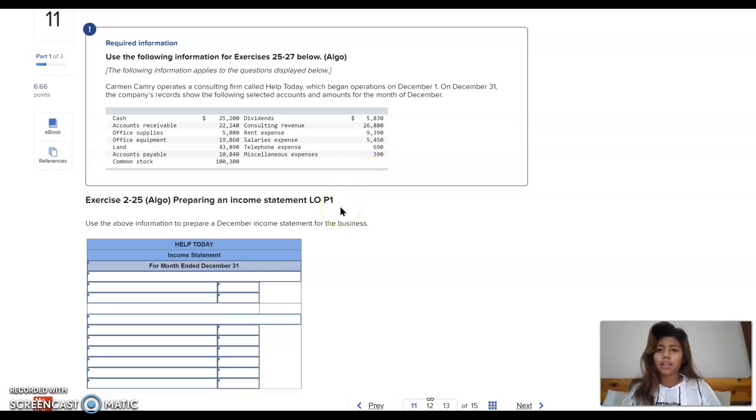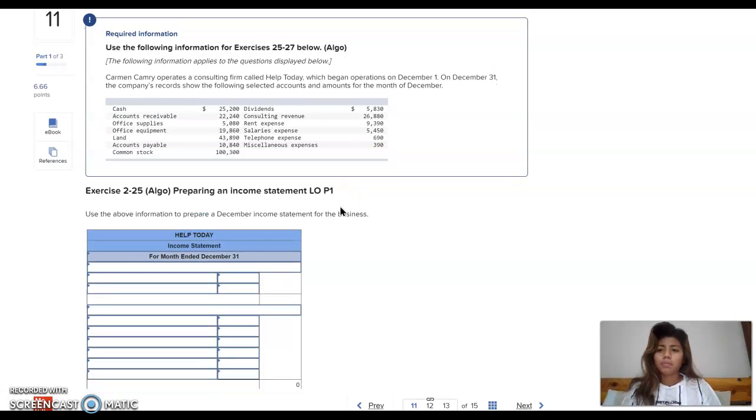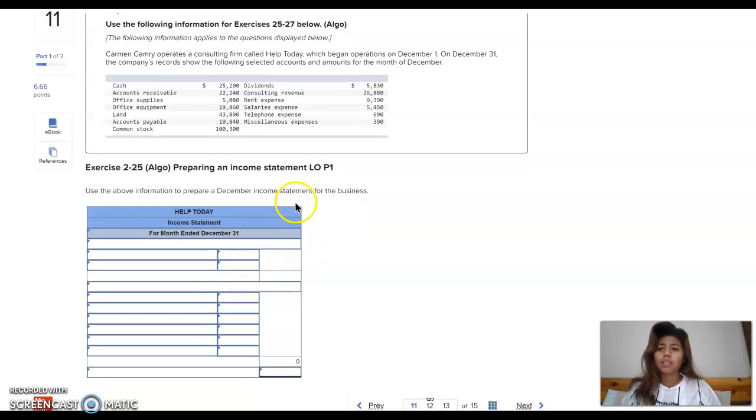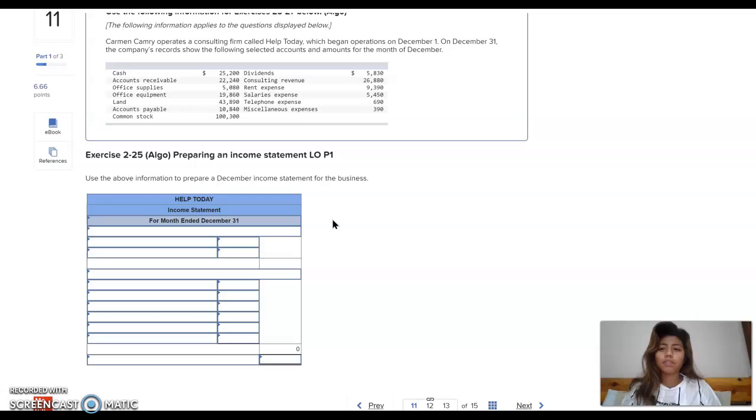Okay guys, so today we're going to learn a little bit about preparing an income statement and a balance sheet as well. So we're going to start with preparing this income statement. It says Carmen Camry operates a consulting firm called Help Today, which began operations on December 1st. On December 31st, the company records show the following selected accounts and amounts for the month of December.